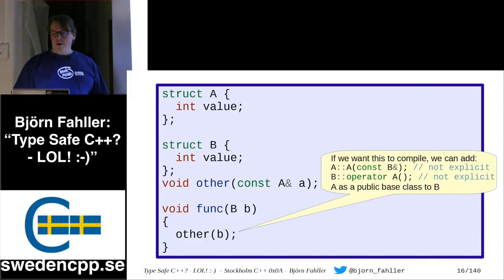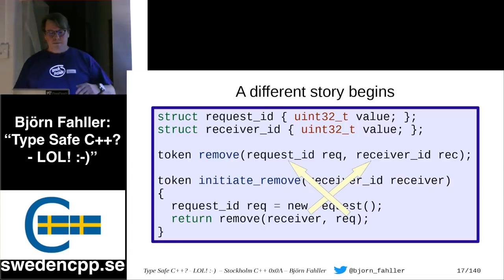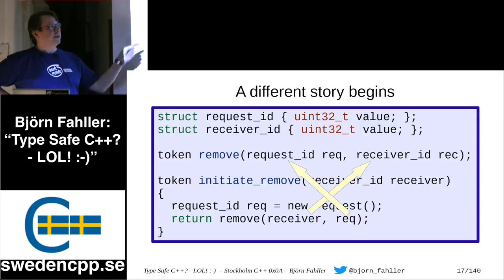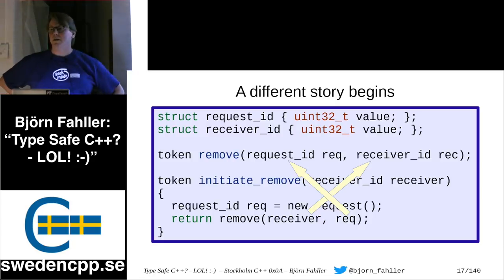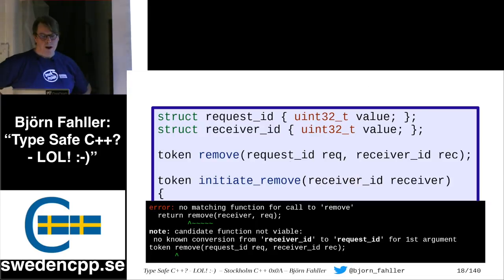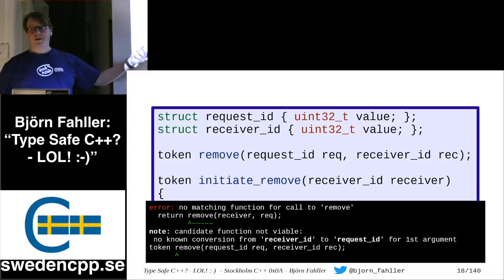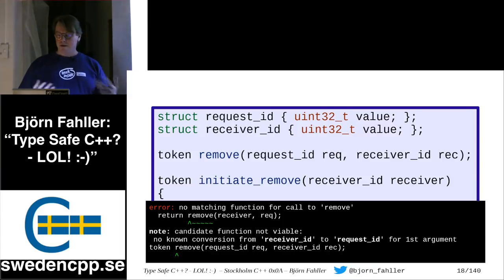So if we take my problematic code, but instead of using these type aliases, I just have a simple struct request ID that has a value and a struct receiver ID that has a value. No matching function for call to remove. No known conversion from receiver ID to request ID for first argument. This is about as good as it gets, isn't it? So yeah, I would say that C++ is type safe. Sure, you can circumvent it if you want to. It's not very difficult, but by default, this is not a mistake you will make.